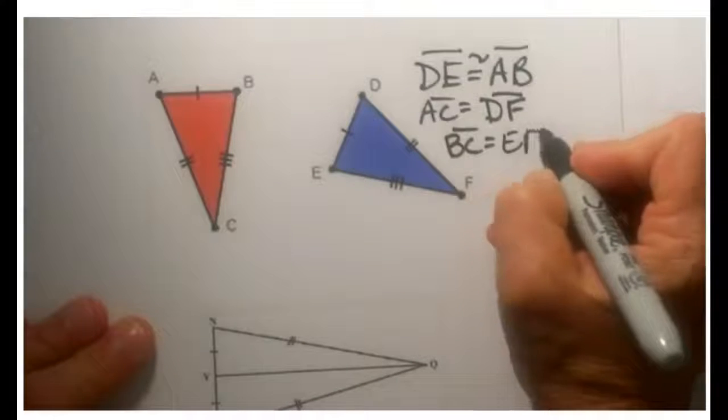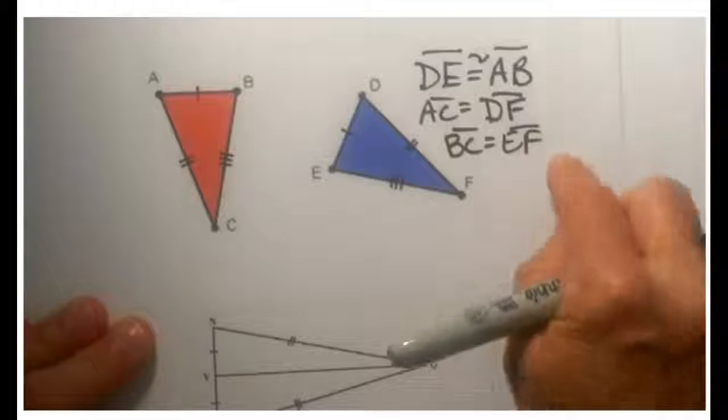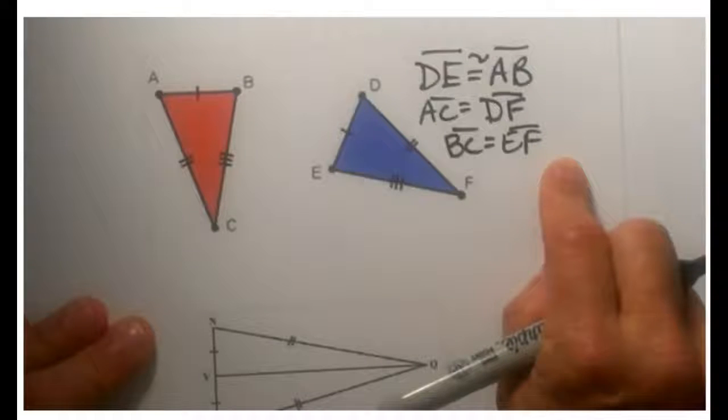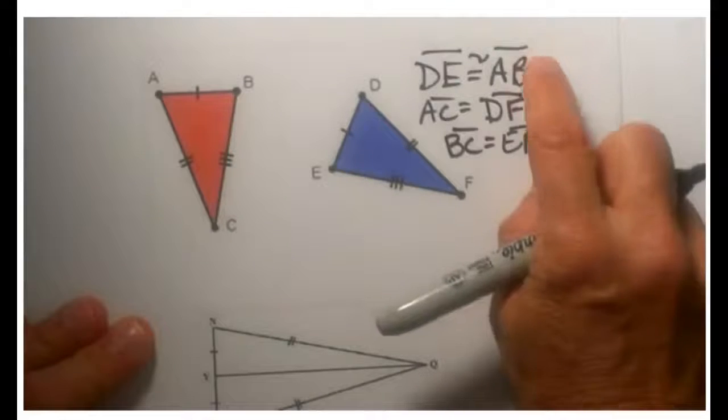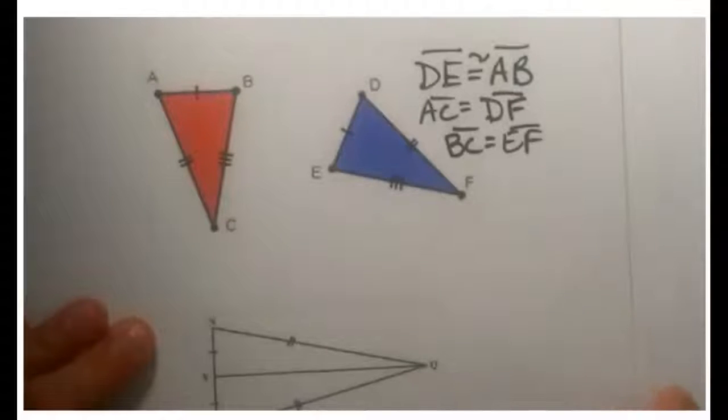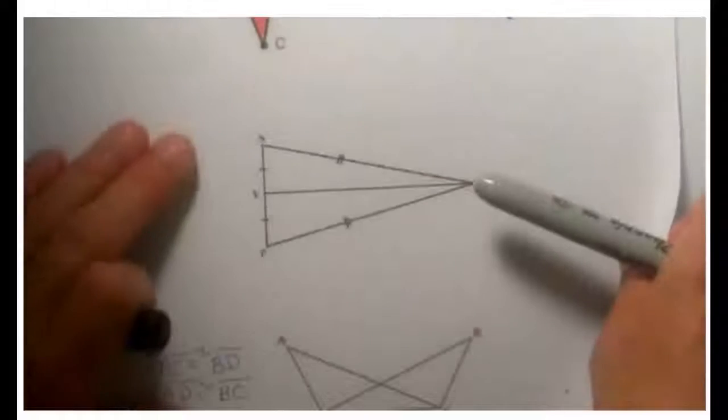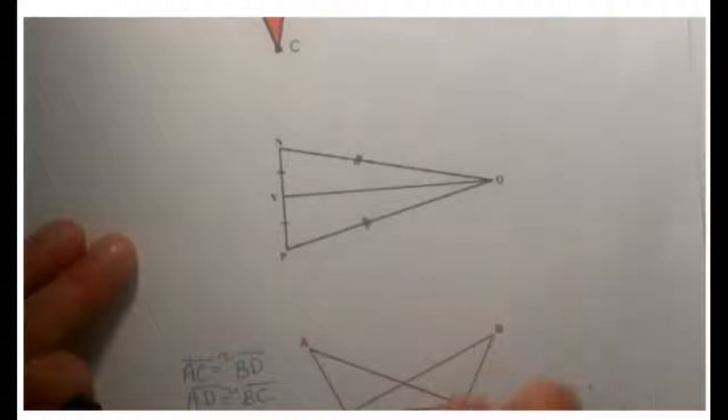So once you get 3 congruent sides in a triangle, you know that the triangle has to be congruent. So that's when you use side. It's actually one of the easiest postulates to see. So let's look at this next one.